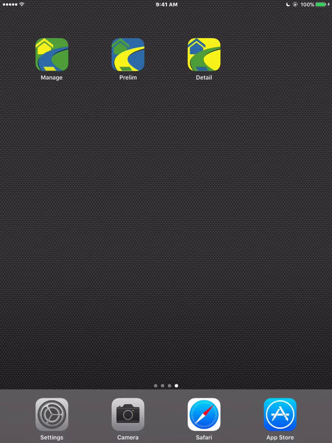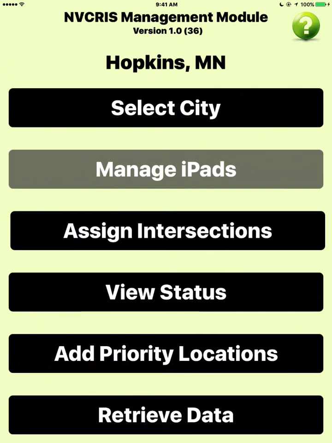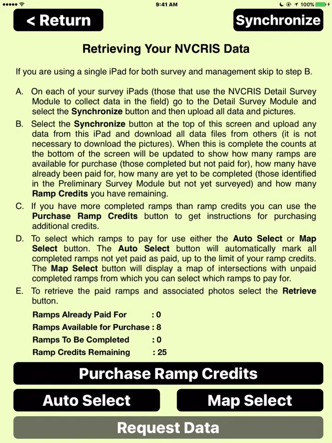The final step to take in doing the test drive is, of course, collecting your data. To do that, open up the Management application and then tap on Retrieve Data. You can see a list of instructions on the screen. It will show you how many ramps are available for purchase and how many ramp credits you have remaining in your test drive. I haven't used any yet, and I have 25 remaining. I have completed 8 ramps, so I'm going to go ahead and get the data now.